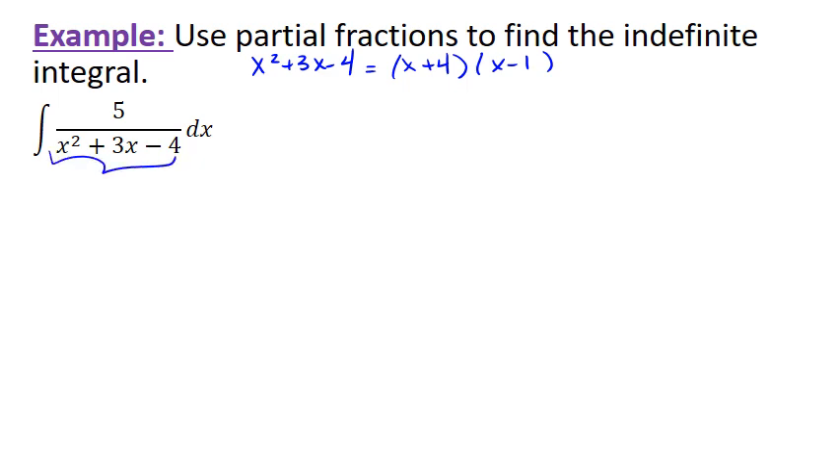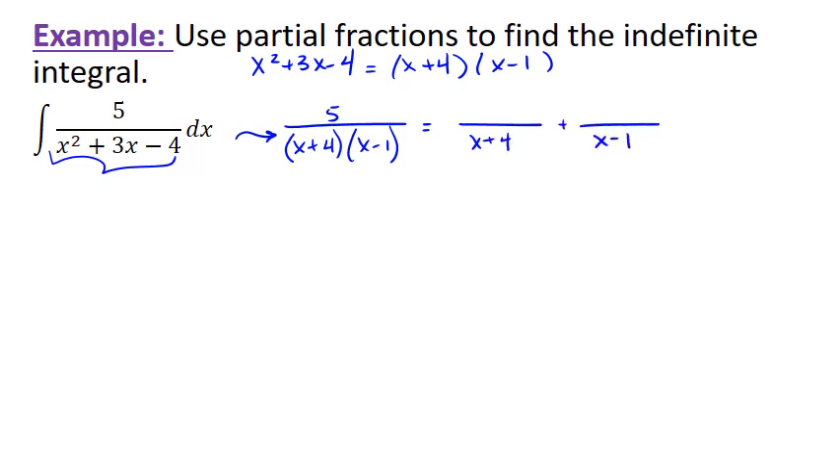So this is equivalent to 5 over the quantity x plus 4 times the quantity x minus 1. So remember, what I want to do is break this down into each factor. And above each factor, we will have some constant. We'll call this A and this B. And our goal is to find out what A and B are equal to in order to apply the integration.